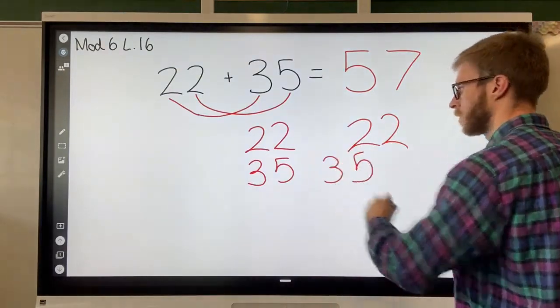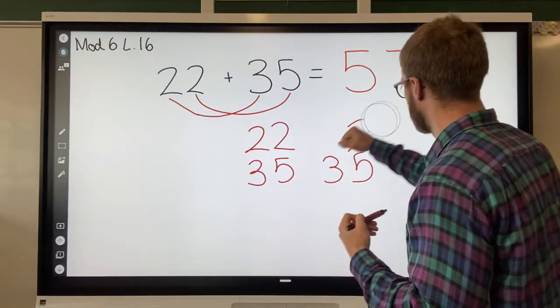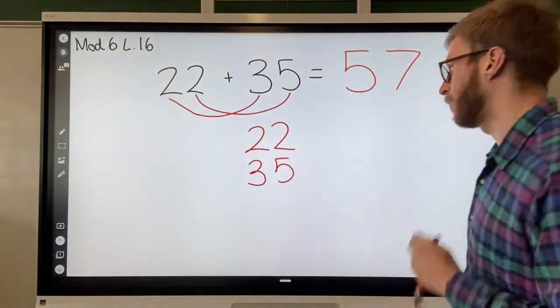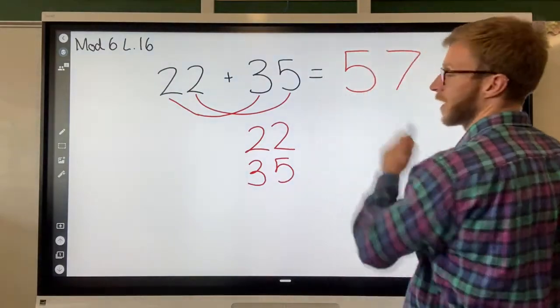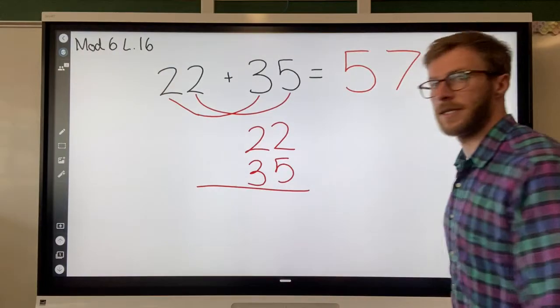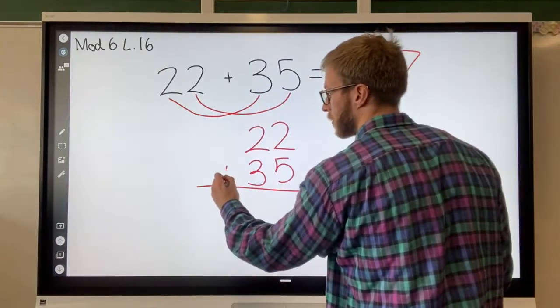These aren't lined up. This 2 is not on top of the 5. That's no good. We have to have the numbers right on top of each other, okay? Now, our equal sign looks a little different in this one. Our equal sign is just a line underneath the two numbers. All right, and then our plus sign goes down here.